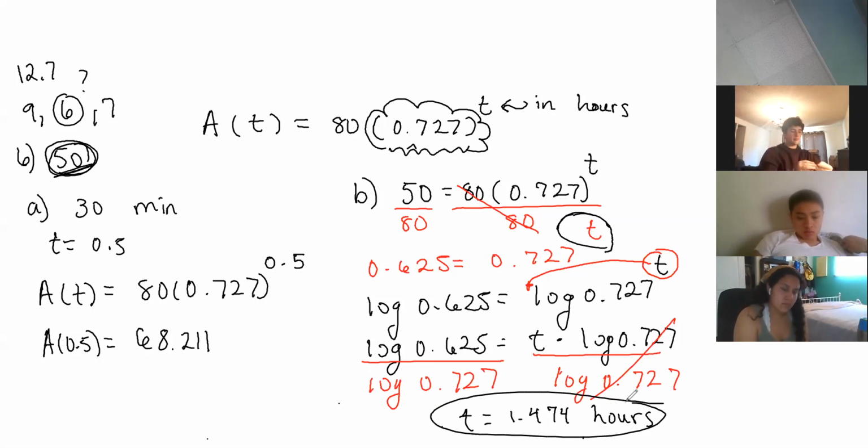Are we safe to erase? Sorry. 12.7, this was number what? 6, and I am part what? C?